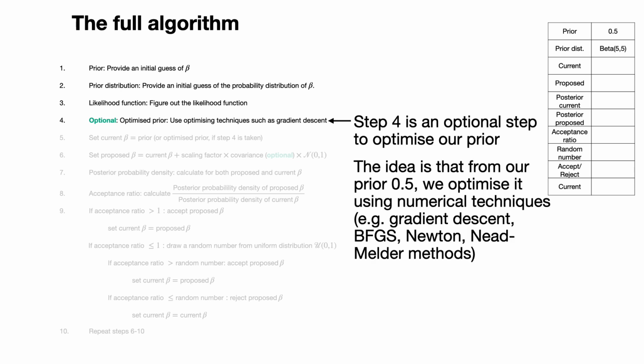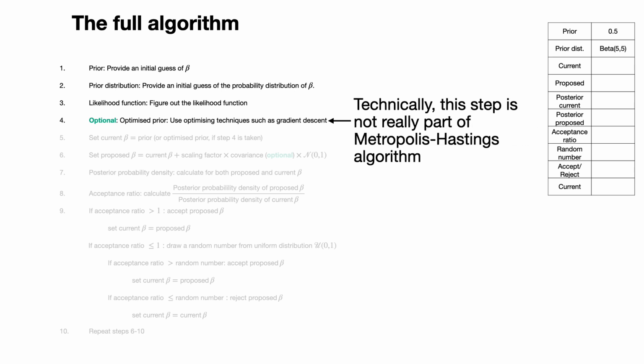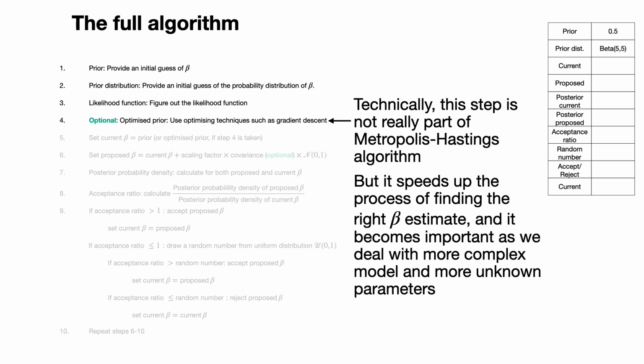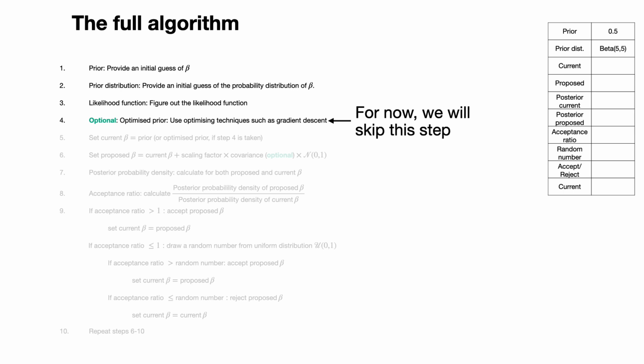The idea is that from our prior 0.5, we optimize it using numerical techniques, and then use the optimized prior to initiate the Metropolis Hastings algorithm. Technically, this step is not really part of the Metropolis Hastings algorithm, but it speeds up the process of finding the right beta estimate, and it becomes important as we deal with more complex models and more unknown parameters. In part 2, we will look into using this optimized prior to find all of the unknown parameters. For now, we will skip this step.